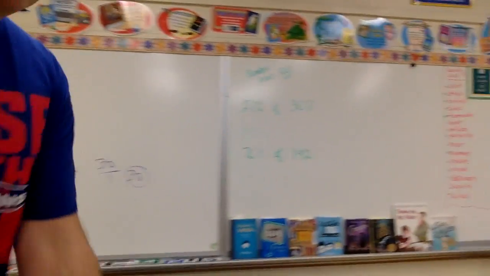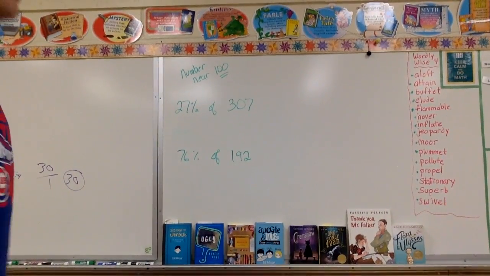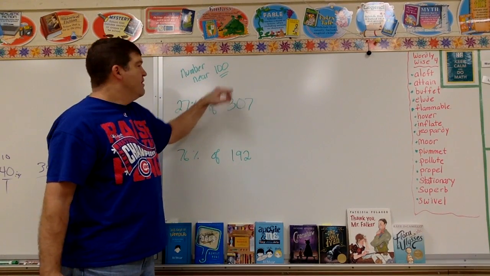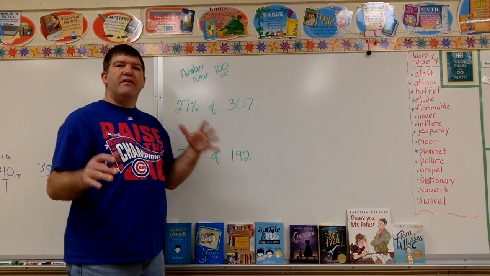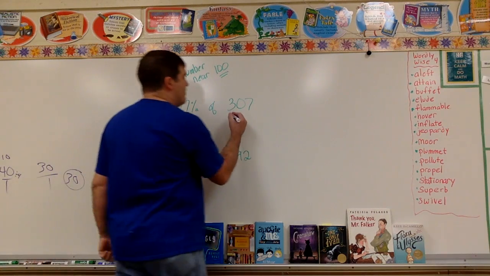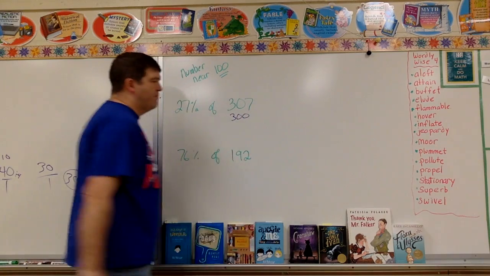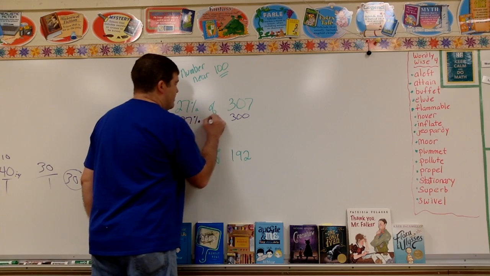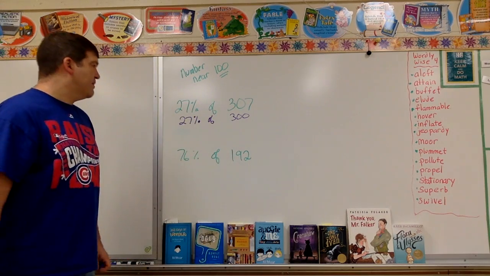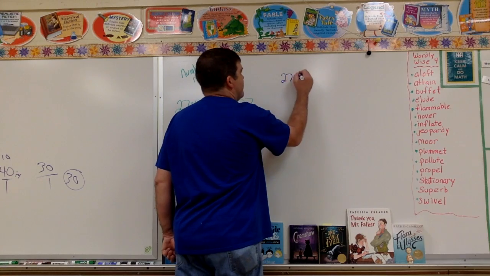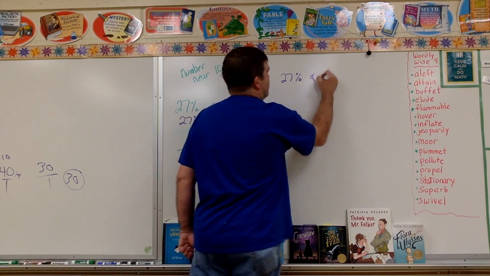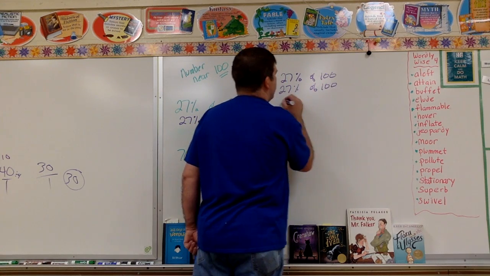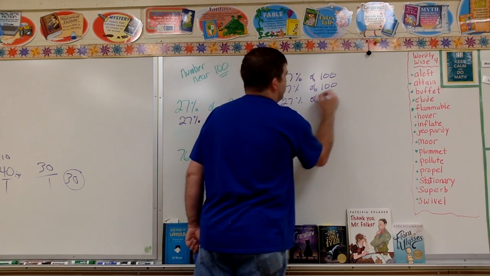Let me show you a different way. When you have something with a number near 100, okay? Now this is 300, but it's near an even 100, okay? I'm going to round this to 300. This I'm going to keep the same, 27% of 300. So I'm going to do 27% of 100, 27% of 100, 27% of 100.